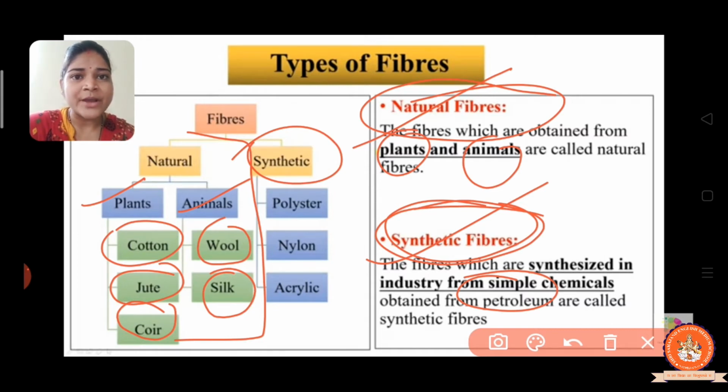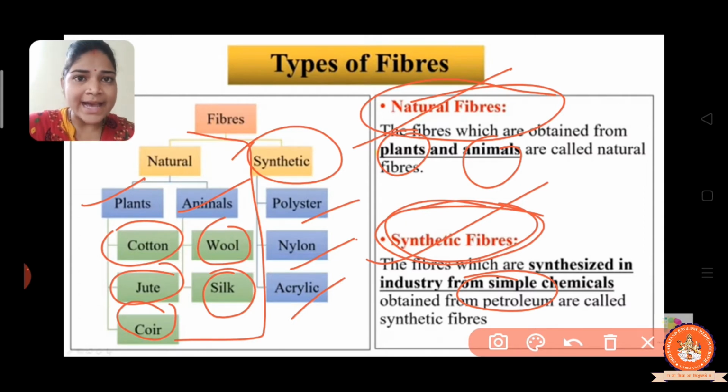Now the synthetic fiber or man-made fiber. Synthetic fiber is also called man-made fiber because it is synthesized from chemicals, right? The examples of synthetic fiber are polyester, nylon, acrylic and rayon. These are the examples of synthetic fiber.